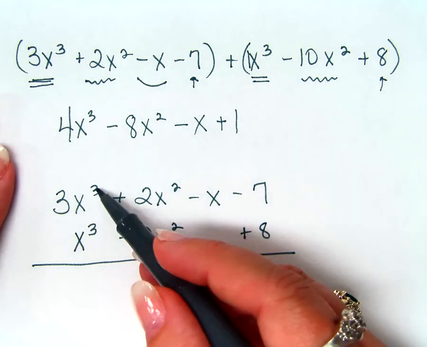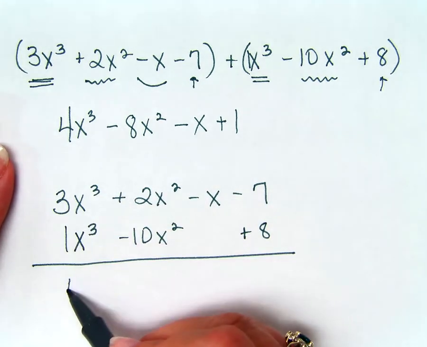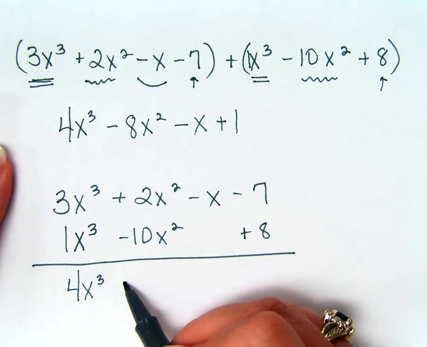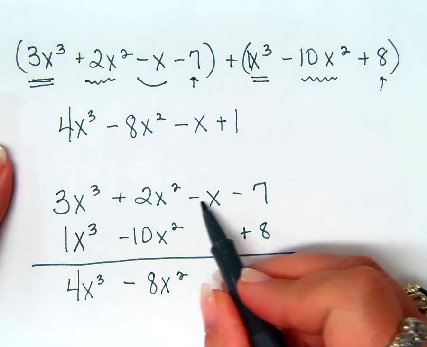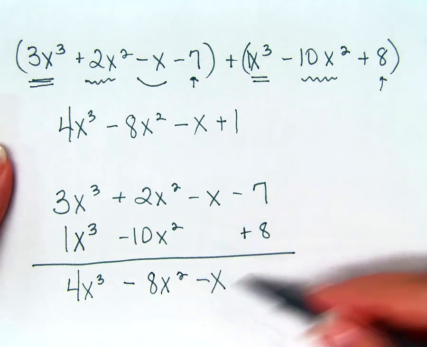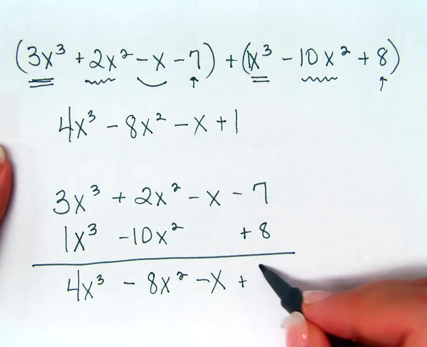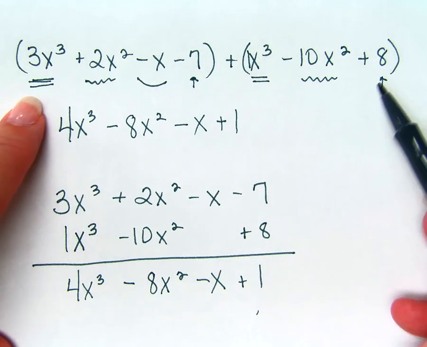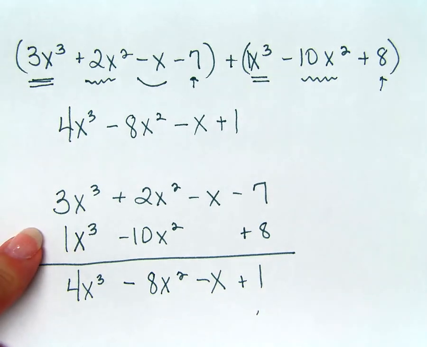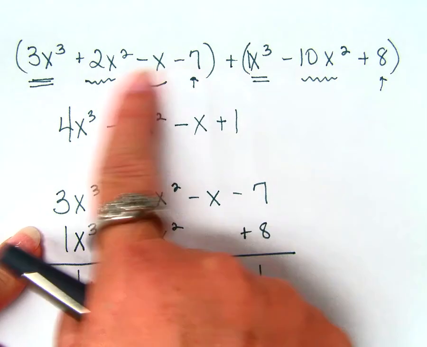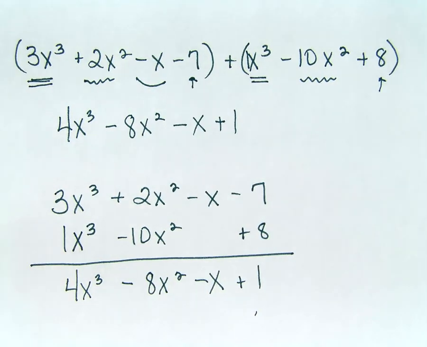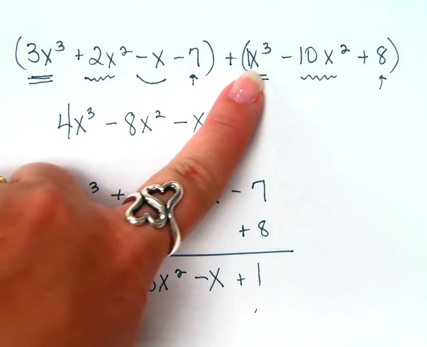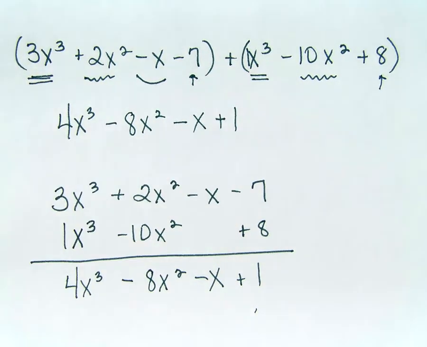So if I've got 3x cubed and 1x cubed, then I have 4x cubed. If I have 2x squared and negative 10x squared, I have negative 8x squared. Only one x term, so I just keep it. A negative 7 and a positive 8 is positive 1. So you'll notice I'm getting the same answers, I just have them set up a different way. Sometimes people can see it better this way than all long and drawn out like that. Okay, so that's polynomial addition. When we add the terms, we just add the coefficients in the front. We don't add the exponents.